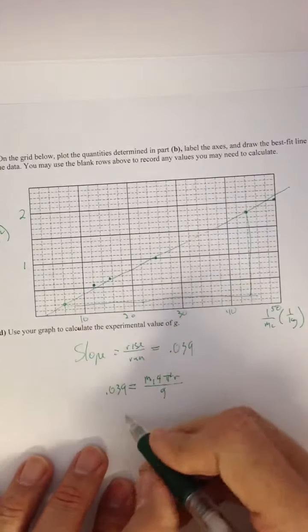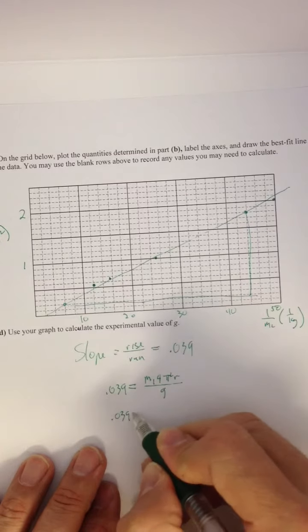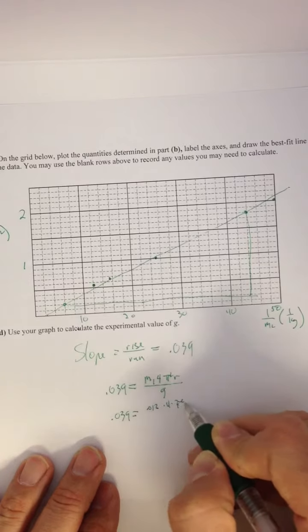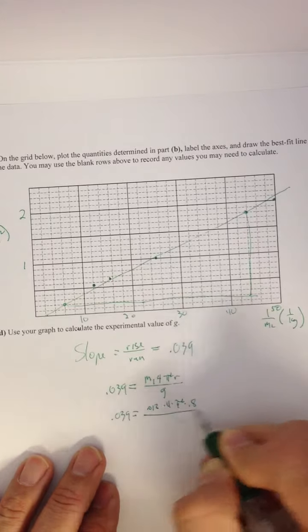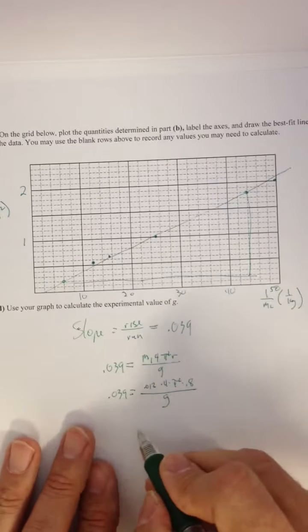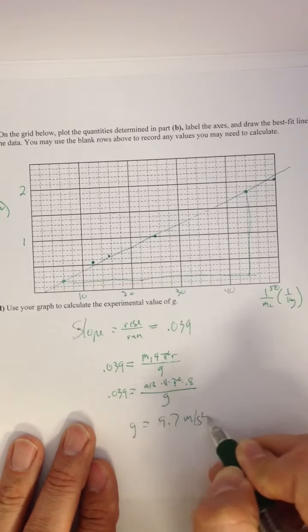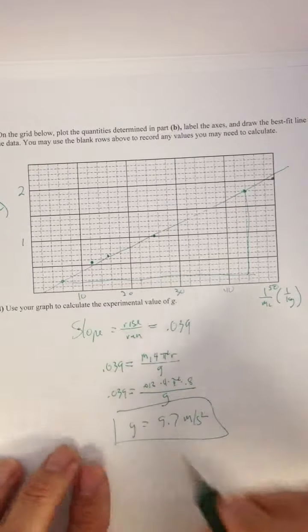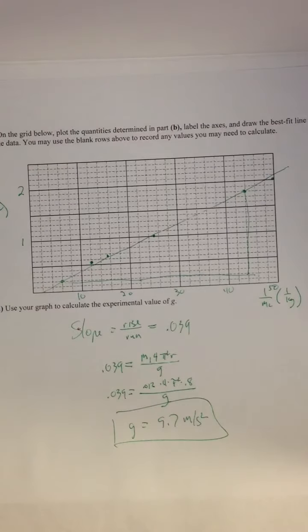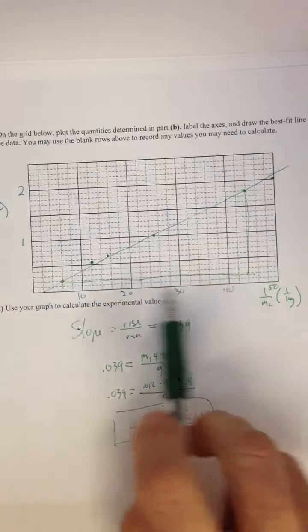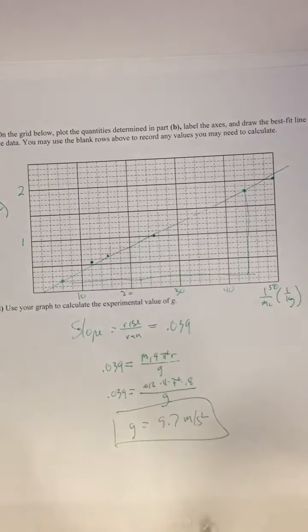I know everything but g, so I set 0.039 equals 0.012 times 4 times pi squared times 0.8 all over g, and I got my g value to be 9.7 meters per second squared, which is pretty good. It's supposed to be 9.8. Don't forget to label your axes and label your scales, because on these, a lot of times they give you a lot of partial credit.